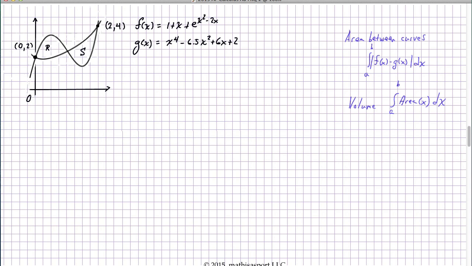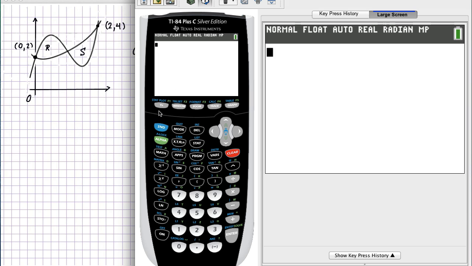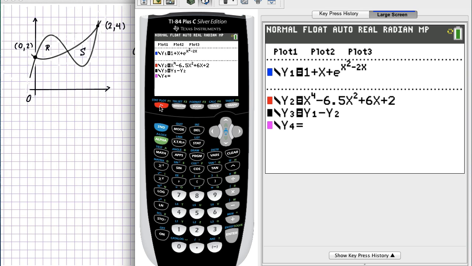I've also gone ahead and entered as y1 the function f of x and as y2 the function g of x. And simply because it's very typical that we need to calculate the difference between the two functions, I've identified y3 as f minus g.